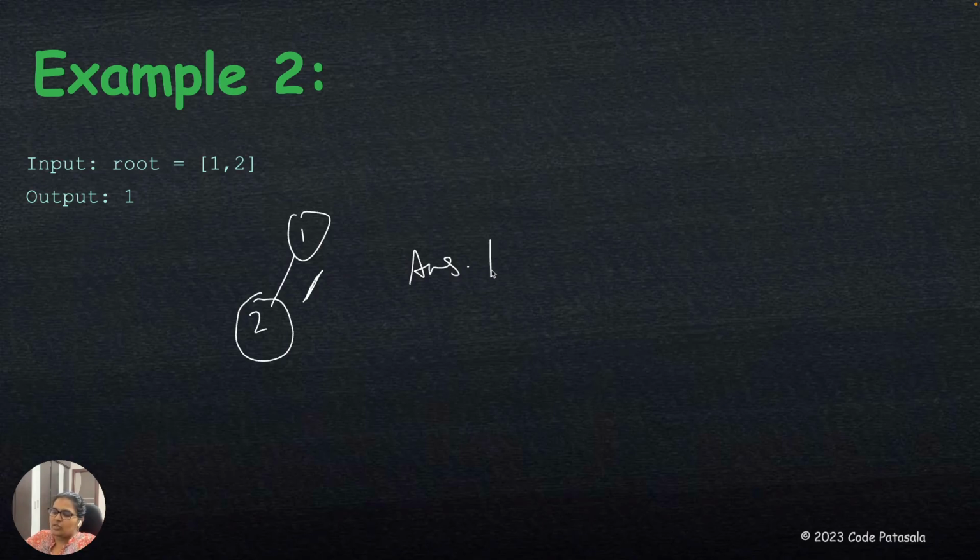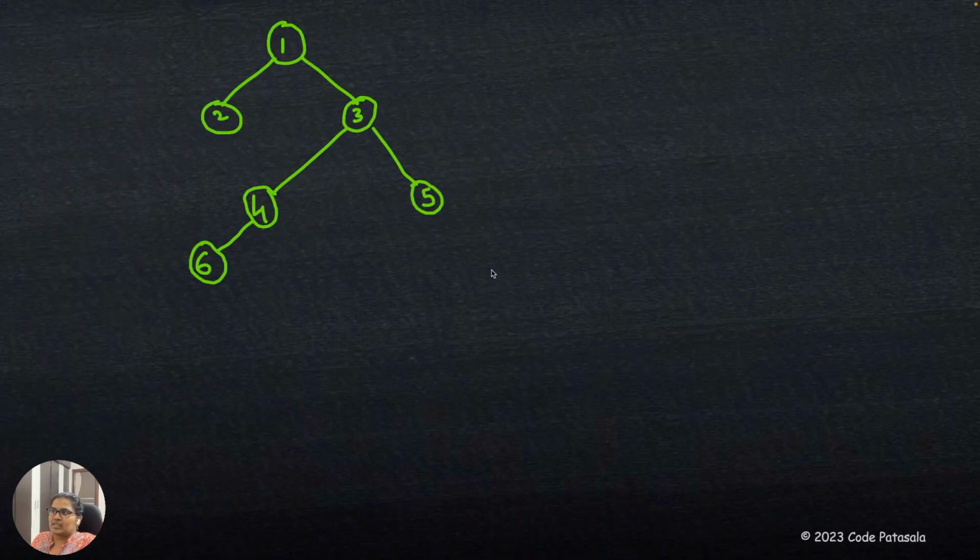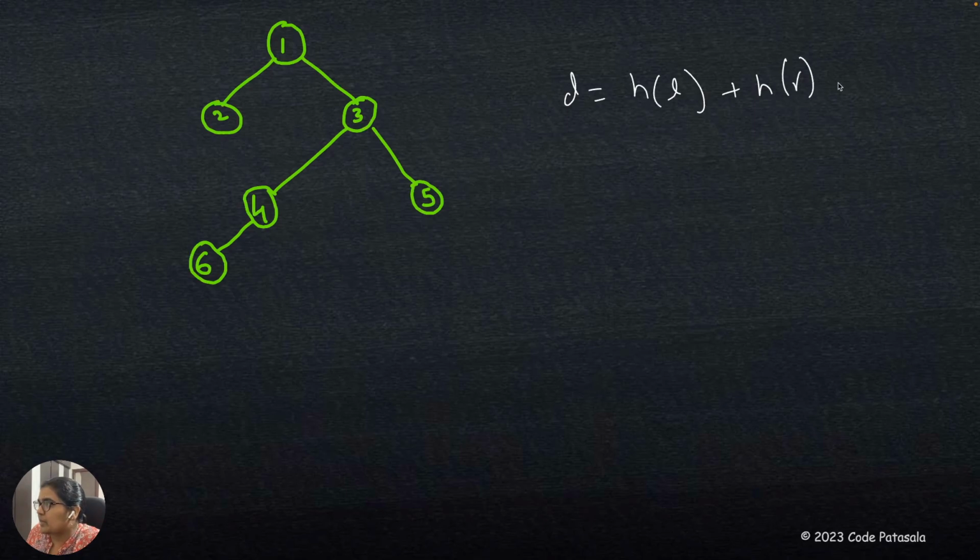So let's look at the solution with another example. Let's say we are given this tree. Can we say that the diameter of the tree at root 1 is the height of the left tree plus the height of the right tree plus 2? Two, because we have these two edges connecting to the root. So let's see what the diameter would be if we follow this.